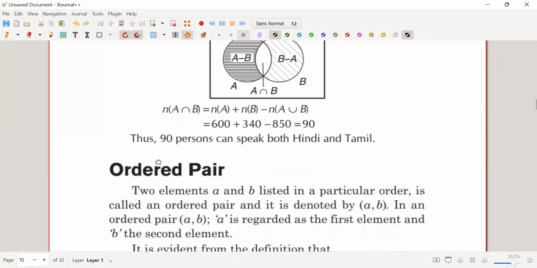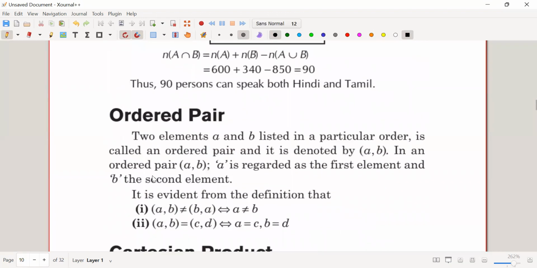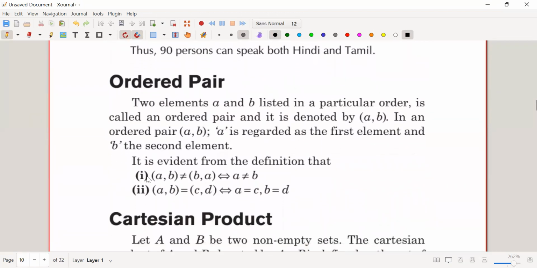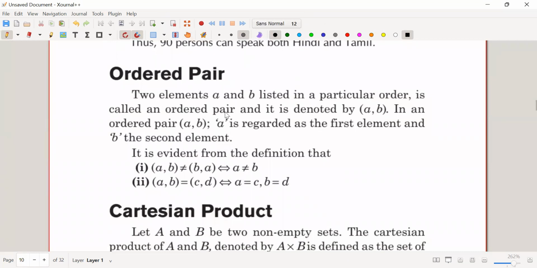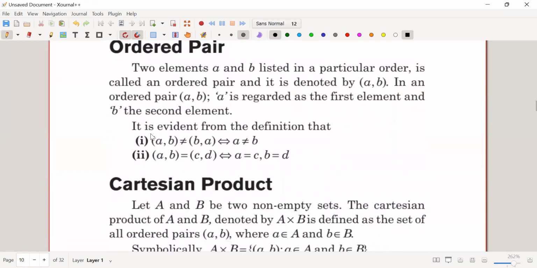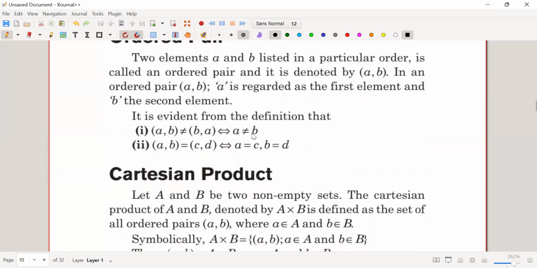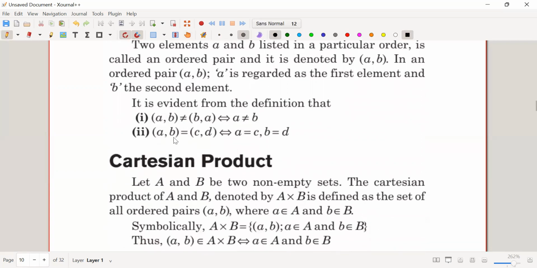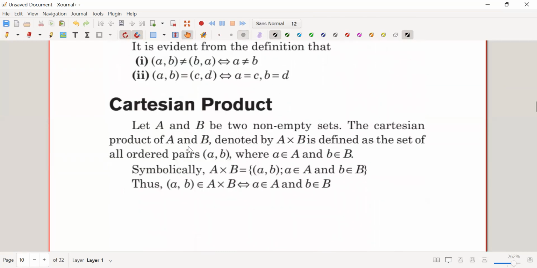Ordered pair. From here onwards, be careful to work with your answers. Two elements A and B listed in a particular order is called an ordered pair, and it is denoted by (A, B). (A, B) is not always equal to (B, A). In some cases it can be, when A equals B. (A, B) equals (C, D) means A equals C and B equals D.